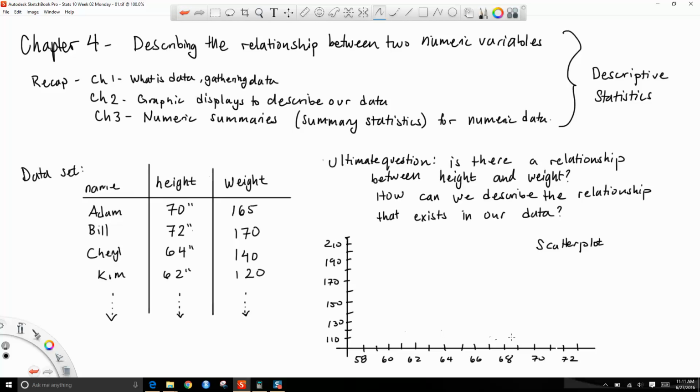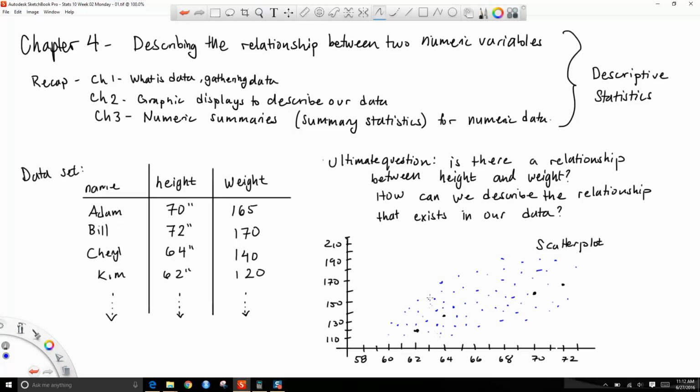Adam is at 70 and weighs 165, so he gets a dot somewhere like right there. Bill gets a dot, I don't know, maybe right there. Cheryl would get a dot something like right there, and Kim gets a dot down here. These are the data points that were part of our data set, but I could just add some other dots.